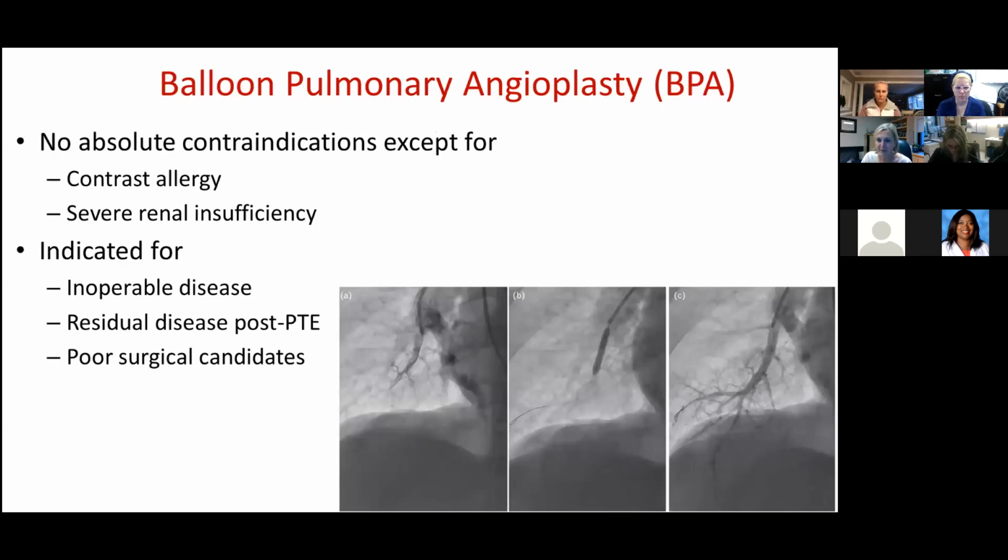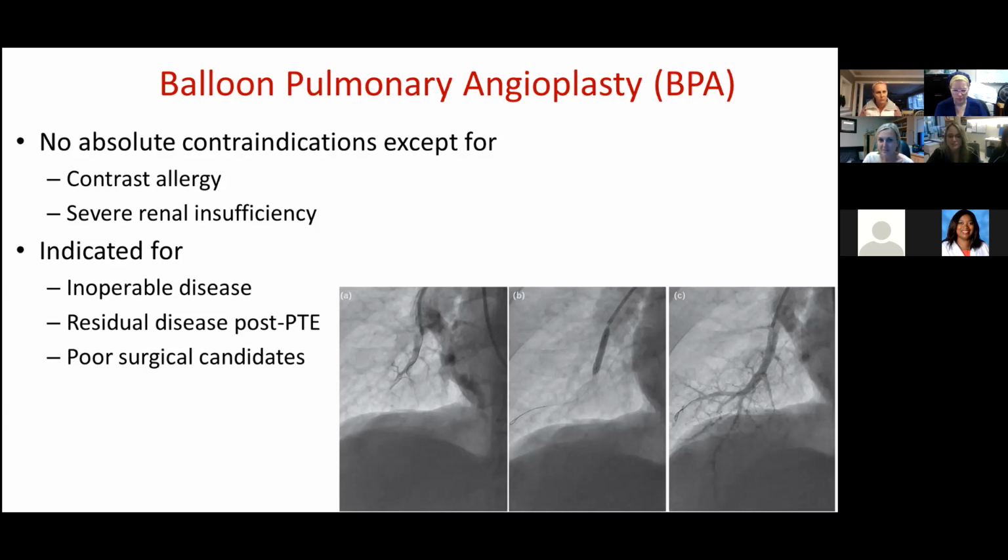Okay, let's talk about balloon pulmonary angioplasty. It's very cool. Again, it's a procedure where in our hospital, Dr. Boutros and Dr. Tirani performed this procedure. They went to Japan to learn how to do it because centers in Japan have by far the greatest experience with this procedure worldwide. So there is no absolute contraindication except for contrast allergy, because you do need contrast, and severe renal insufficiency.